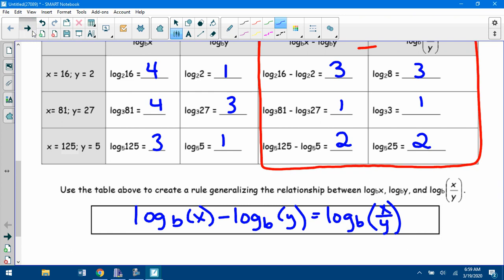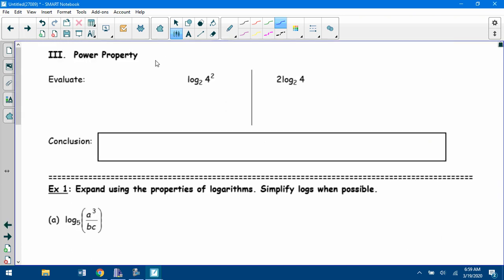Okay, over on the back, power property. Let's evaluate both of these. Log base 2 of 4 squared. Well, that's really just saying the log base 2 of 16. What would that be? 2 to the 4th power is 16. That's 4. This is 2 log base 2 of 4. Well, what's log base 2 of 4? What's just that piece? 2 squared is 4, so that's 2 times 2. Also 4. They're the same as well.